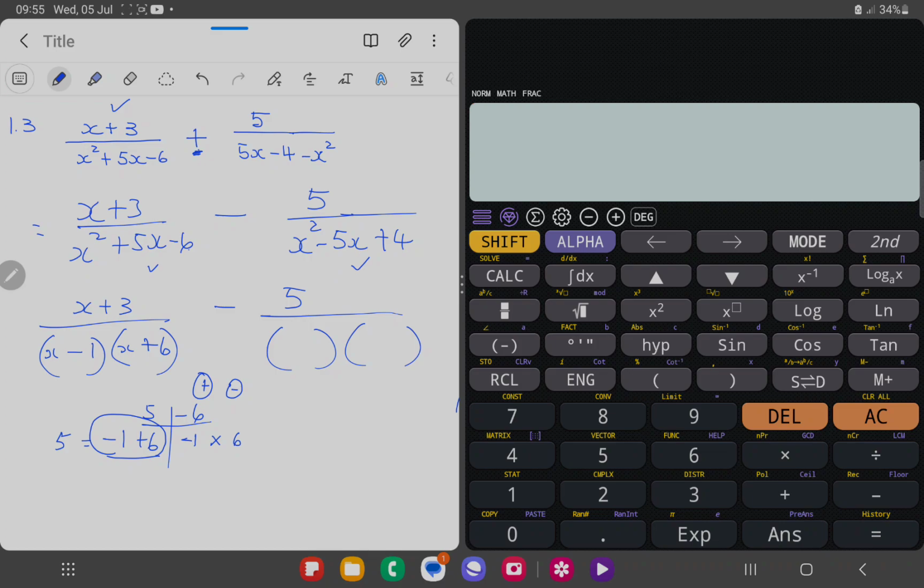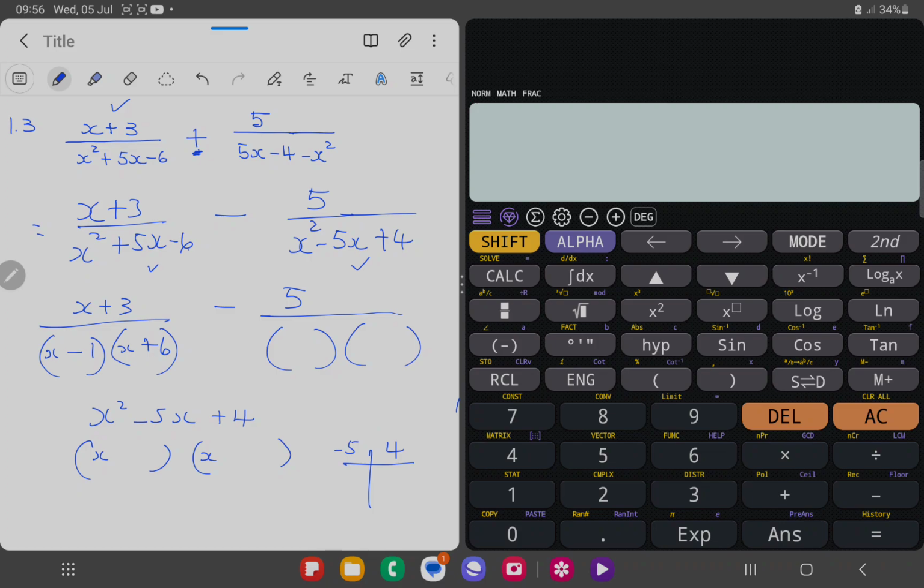The same thing is going to be applied to the second denominator. We have x² − 5x + 4. We open up two brackets. For x² it is x and x. Then we want two numbers that when multiplied give us positive 4, and when added give us negative 5.